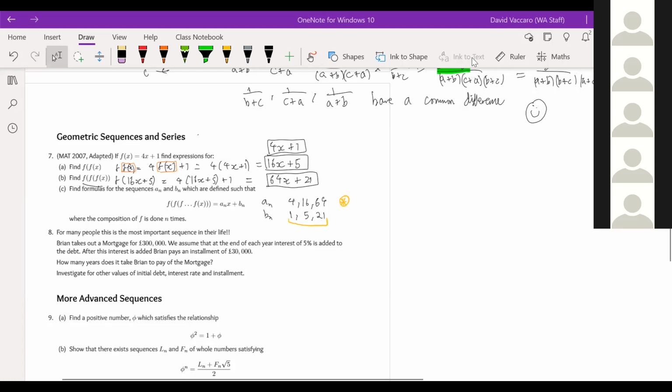Okay, so we've got 4 to the n minus 1 plus 1. That doesn't quite work because these are not one more than a power of 4. So, okay, there's two sequences. An, we recognize the sequence, it's 4 to the power n. Can anyone give me a good explanation of why an is 4 to the power n?